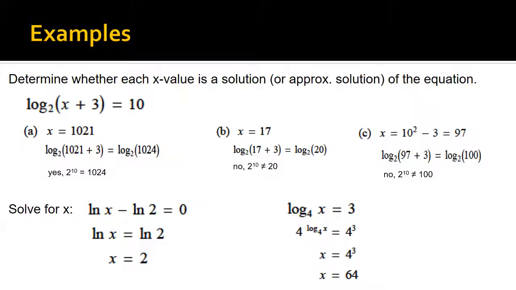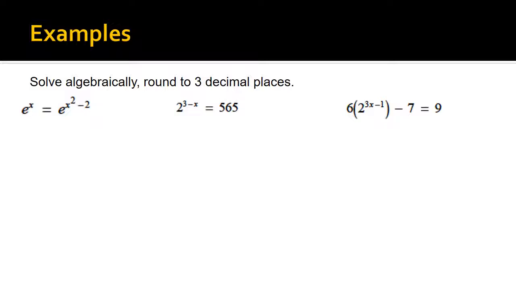Another valid way of doing it: on the left, the log base 4 and the 4 cancel and leave you with x, and you have 4 to the third. Either way, you get 64. Pause the recording, give them a try, and resume to check your answer.